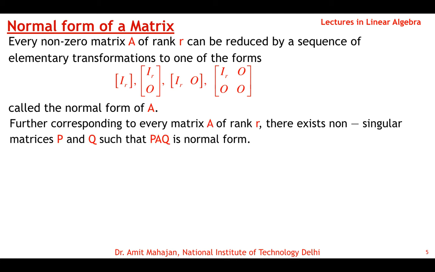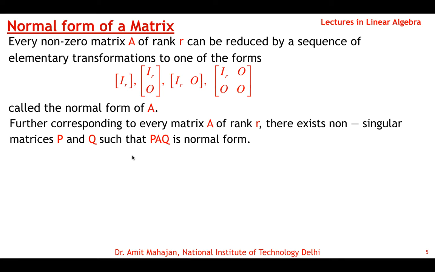And further, corresponding to every matrix A of rank R, whatever matrix you reduce to one of these forms, there exist non-singular matrices P and Q such that PAQ is the normal form. That means A is reduced to one of these forms, and it will be equal to P times A times Q, where P and Q are non-singular matrices. So they are definitely square matrices whose determinant is non-zero.